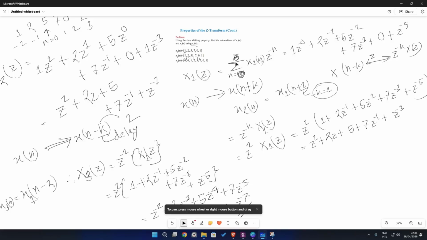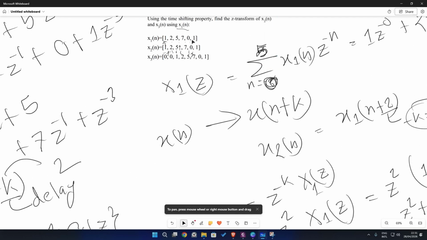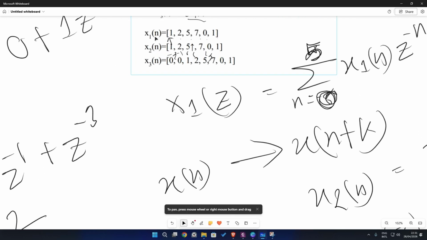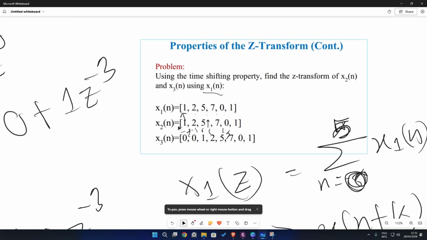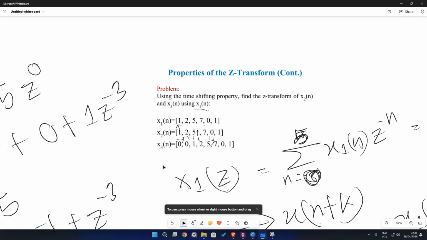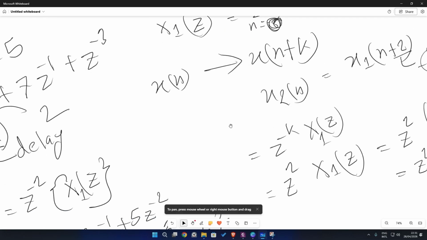We can simply do it by taking x1[n] and analyzing it against x2[n] and x3[n]. For x2[n], we see that it has been forwarded 2 steps, and for x3[n], we see that it has been backwarded or delayed 2 steps. So these are the answers.